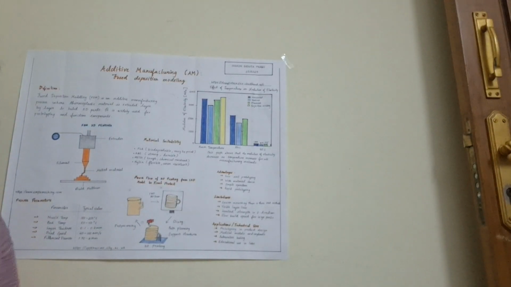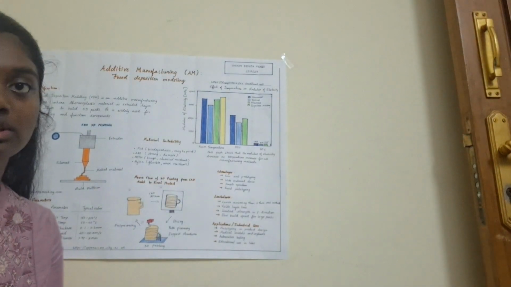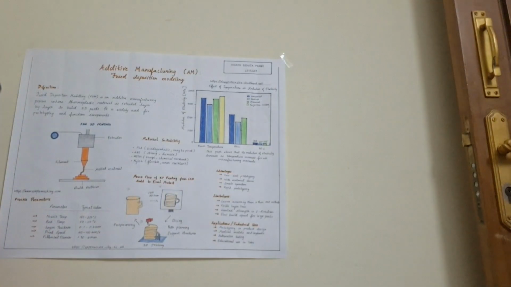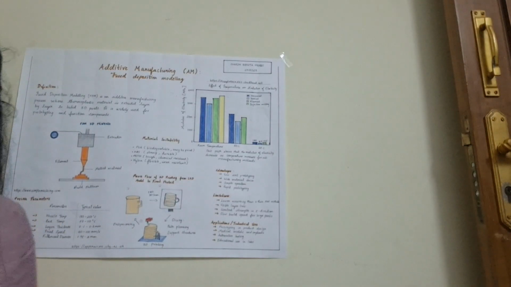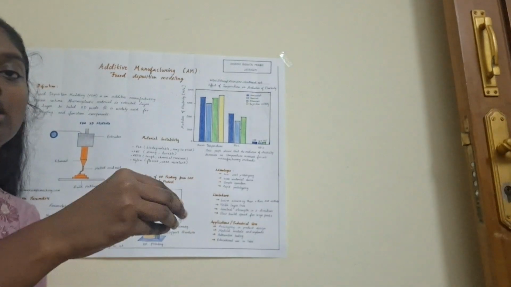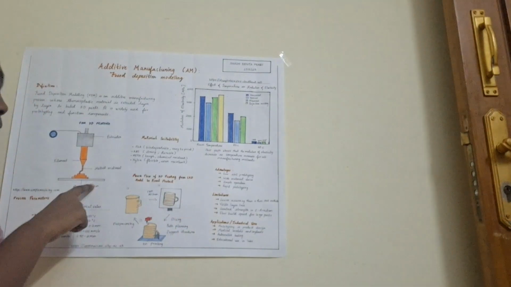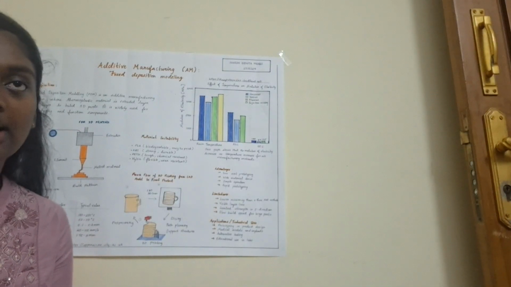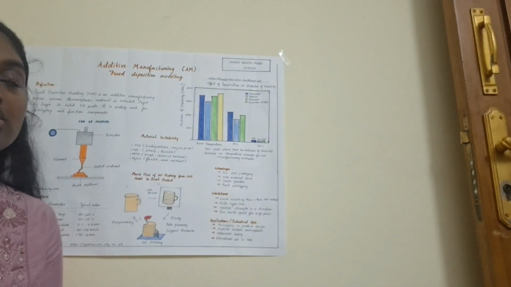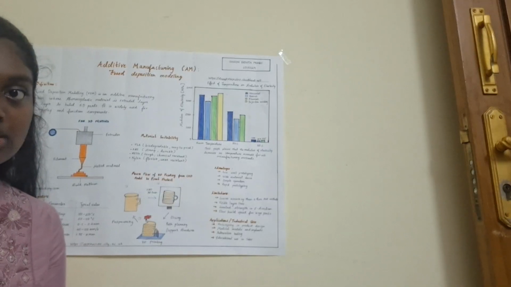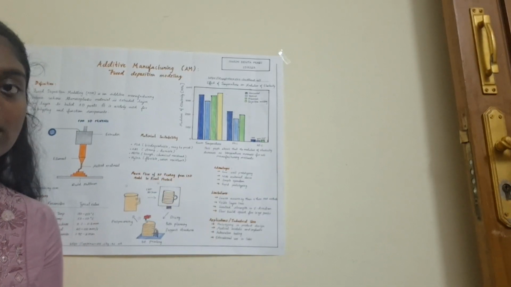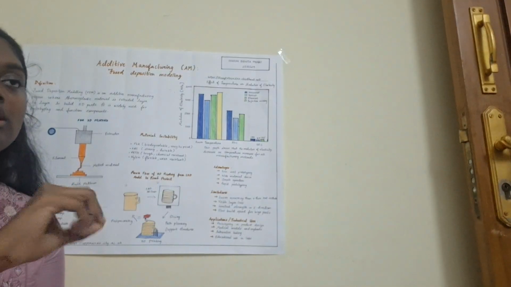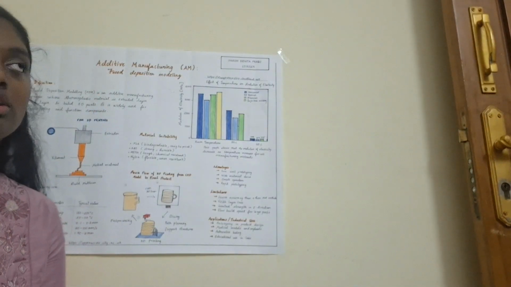And nozzle temperature is nothing but it controls the melting process of the filament or the material. And bed temperature helps the printed layer to stick to the platform. And layer thickness: if it is a thick layer, the printing time is good. And if the layer is thin, the surface will be very smooth.